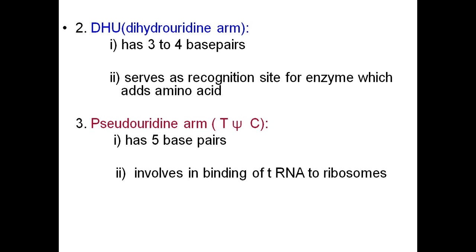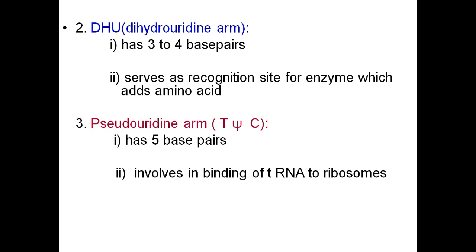The next arm is called the D arm, or DHU arm, which means dihydrouridine arm. It has 3 to 4 base pairs. And this D arm serves as a recognition site for the enzyme which adds the amino acid.